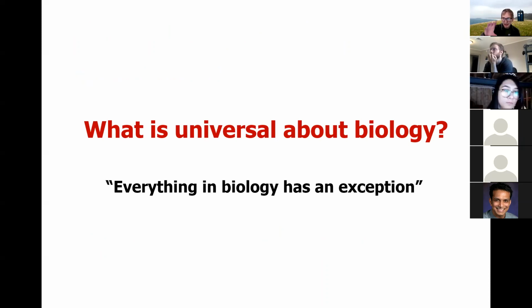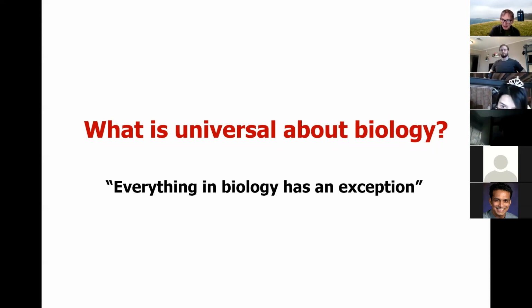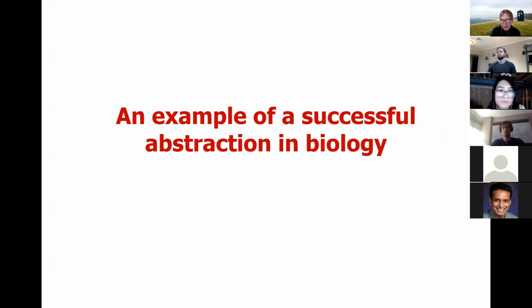Okay, so that's very philosophical. So now I want to show you that it's not pure BS. I want to show you that there are universal things in biology, even though everybody knows that everything in biology has an exception. And so what we think about as the characteristics of biology, there are universal things, there are simple things that one could imagine asking questions about and trying to understand. So let me give you an example of a successful abstraction in biology.